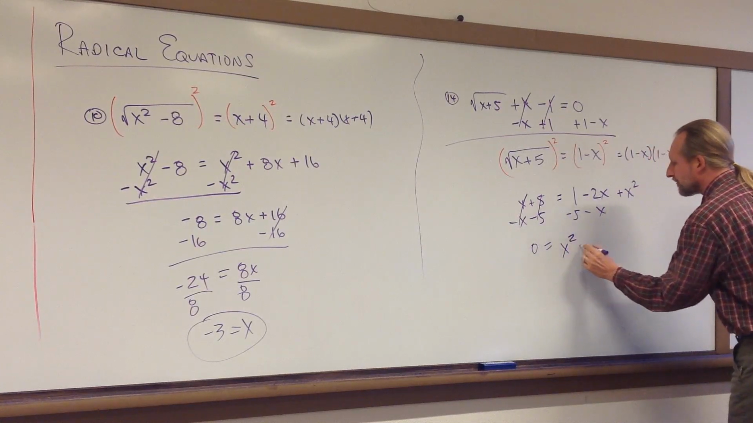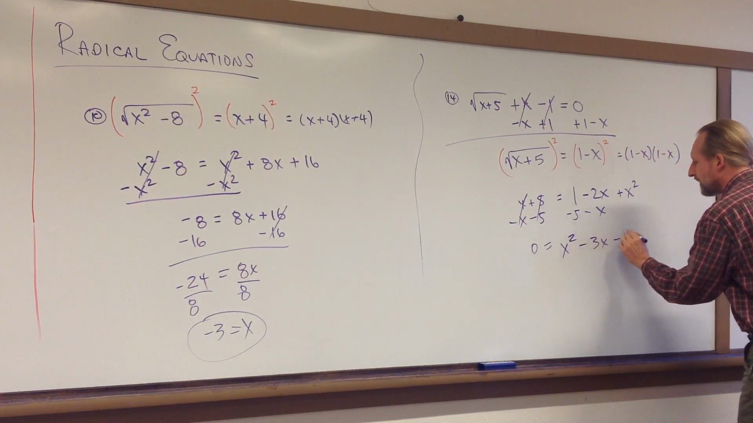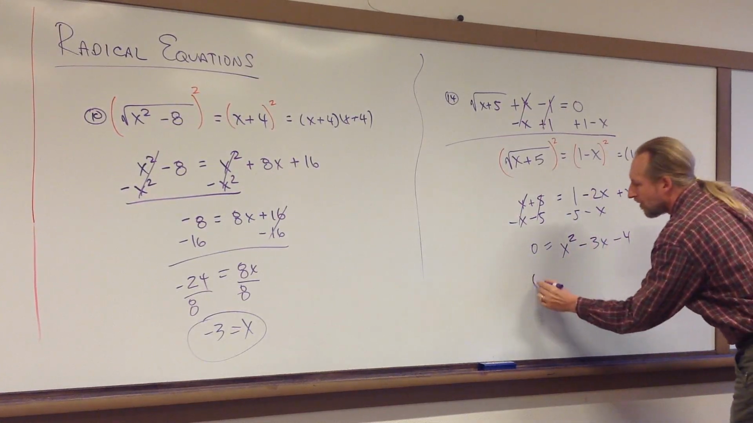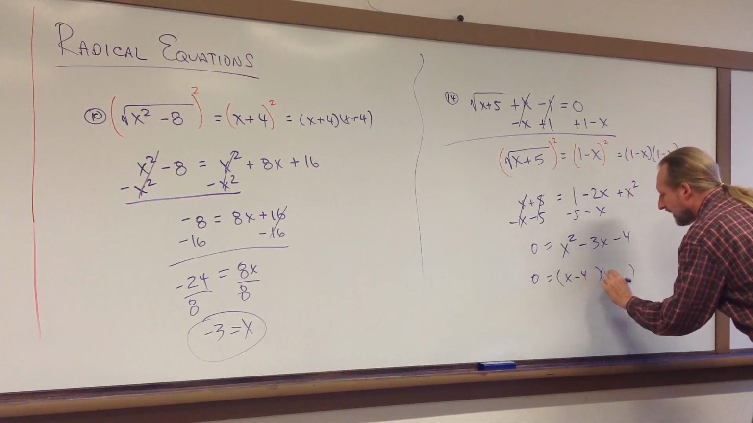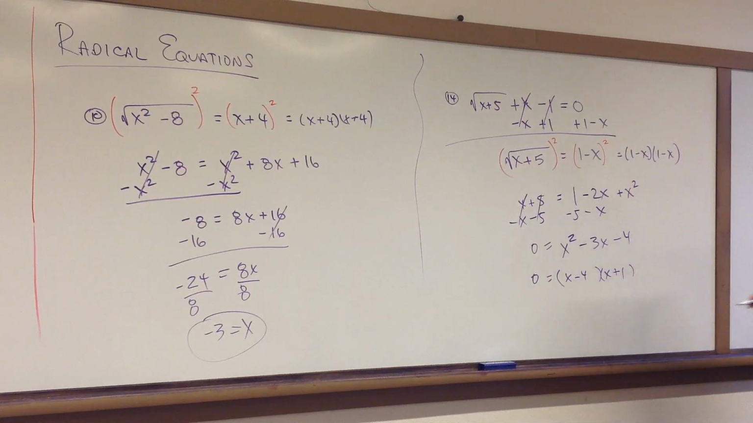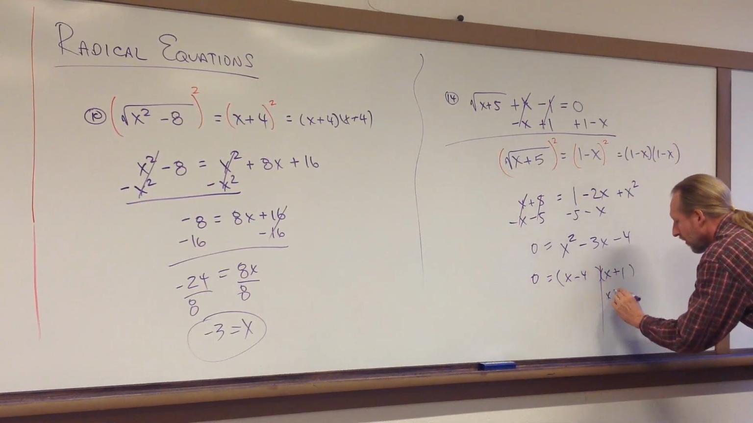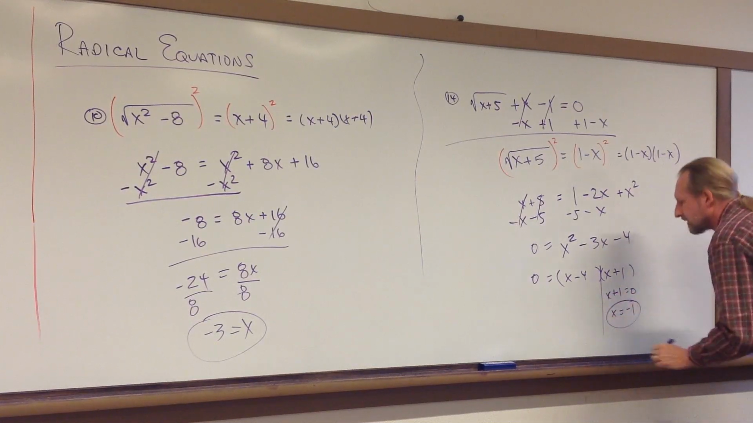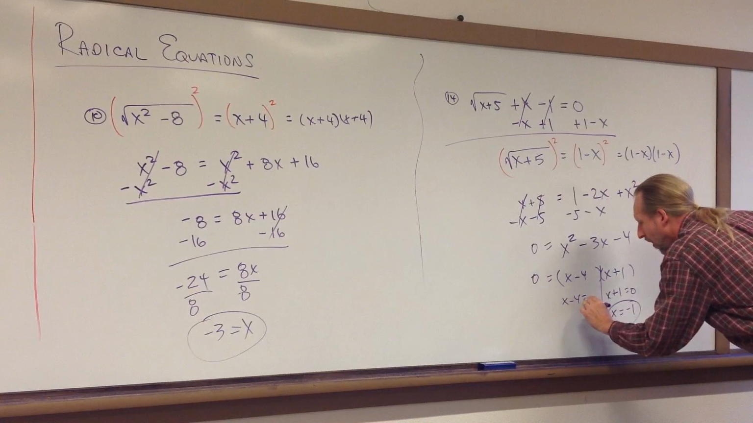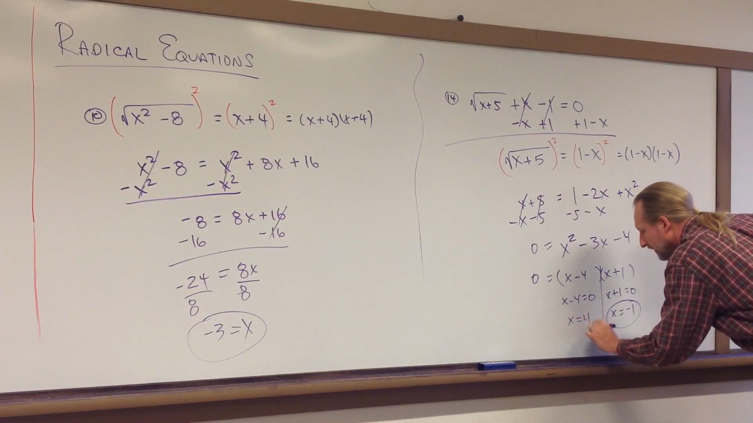Let's put the x squared first. Minus 3x minus 4. And then we have to solve by factoring. And this will be x minus 4 times x plus 1. Set these both equal to 0, and we get x equals negative 1 and x equals 4.